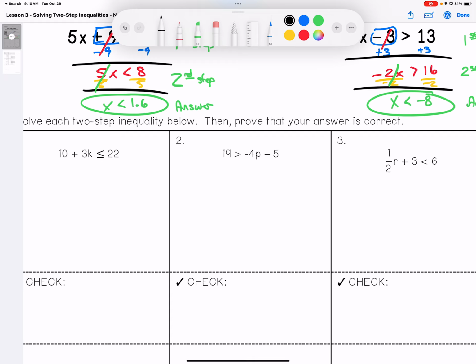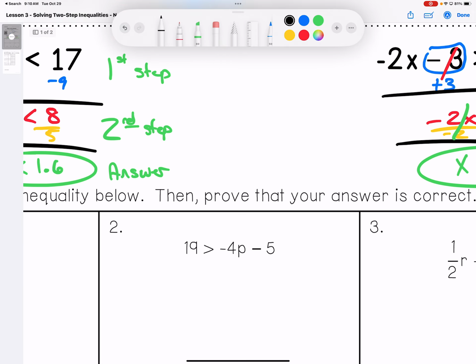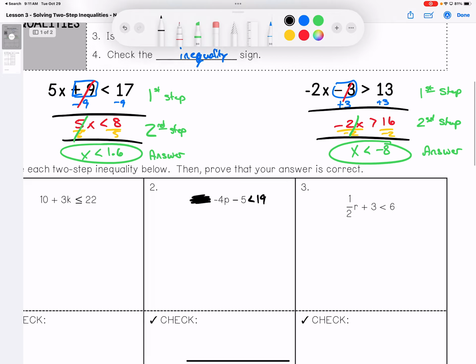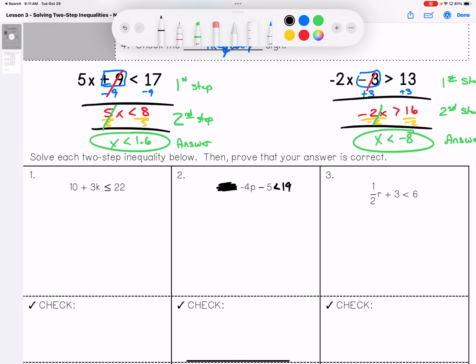I'm going to help you out a little bit right here. I'm going to flip this one for you. So that says 19 is greater than the negative 4p, so I'm going to keep that the same. And you can make it look just like that right there. That way your variable's on the left side to make you feel better. All right, I'm going to pause here and let you work 1 through 3. Pausing now. Welcome back.